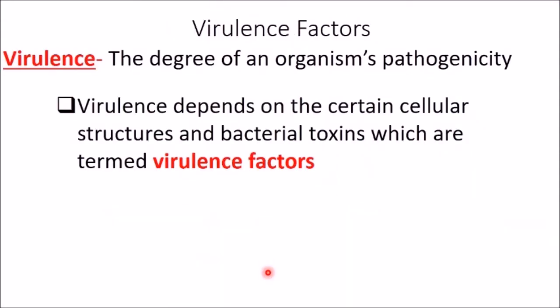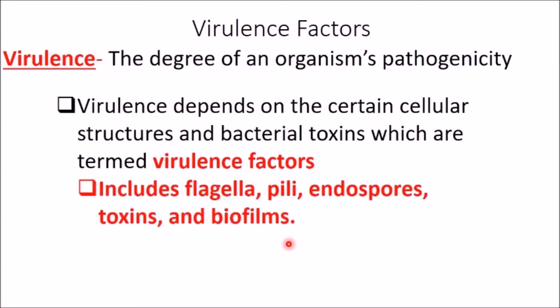All right. So we'll talk about virulence factors now. This is cool, so you should enjoy this. This is fun. This is what you want to do when you grow up, essentially. Virulence is the degree of an organism's pathogenicity, and virulence depends on certain cellular structures and bacterial toxins, which are termed virulence factors. Nothing special about that. Of course, in order for a bacterium to cause disease, it's going to need the factors that cause disease. A bacterium on its own per se may not cause disease, but it may have these toxins or certain cellular structures that then can cause disease, and without those structures, they can't cause disease. So they're termed virulence factors, and that includes things like flagella, pili, endospores, toxins, and biofilms. We'll go through all of them.